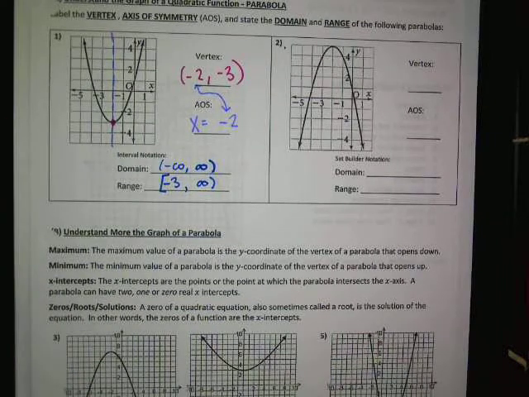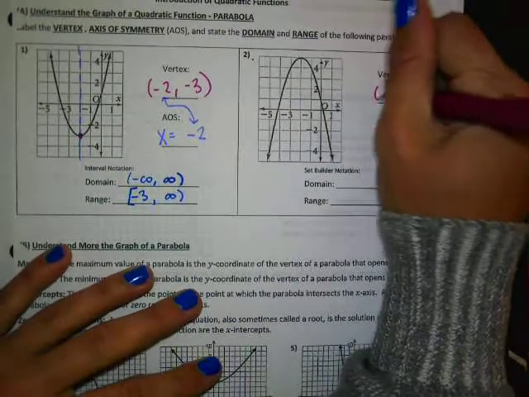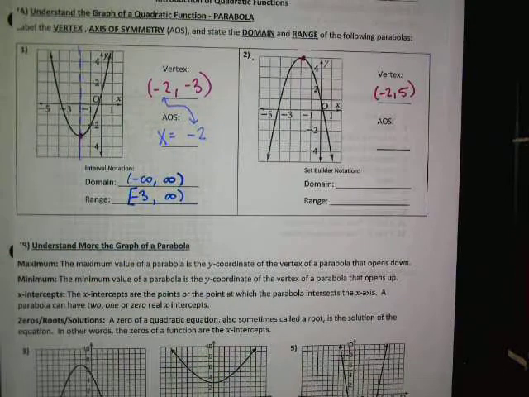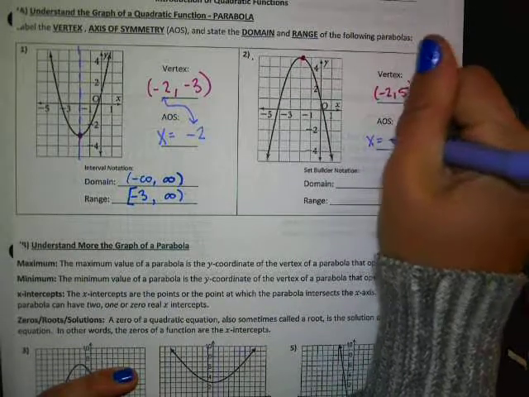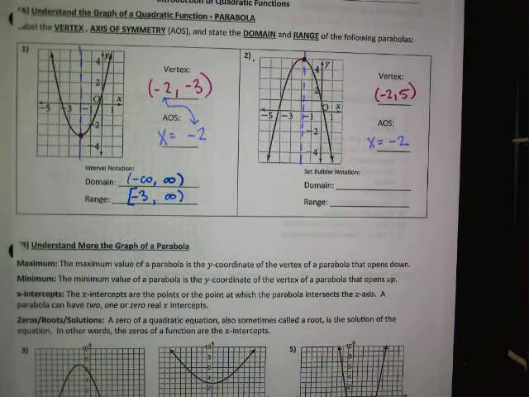All right, for number 2. Where's my vertex? -2, 5. Right here. So, where's my axis of symmetry? X equals -2.